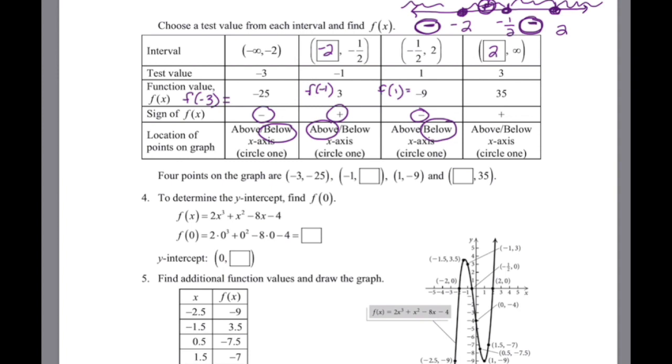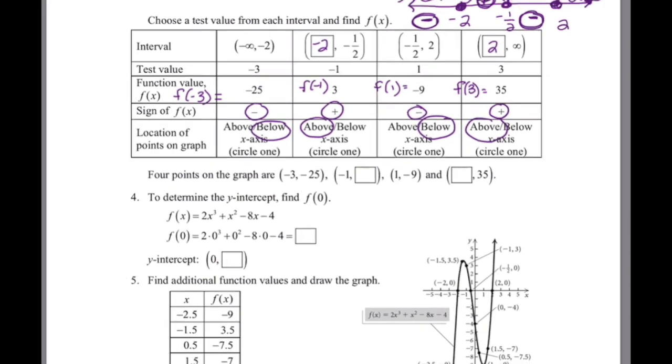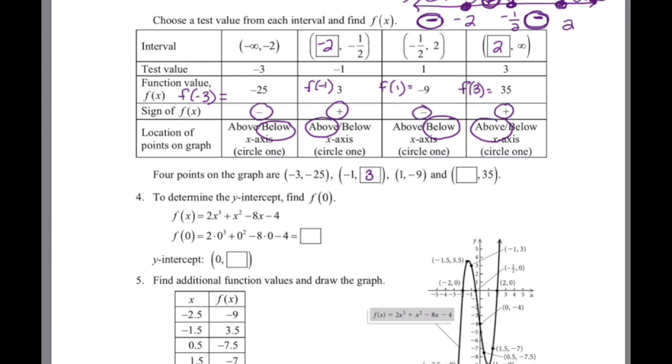And finally, between 2 and infinity, +3 is a nice one. f of 3 gives me 35, a positive value, so I will be above the x-axis. So we're kind of going above, below, alternating. We do have 4 points that we could put onto our graph now. We've got (-3, -25), (-1, 3), (1, -9), and (3, 35), so we can start building the graph itself.